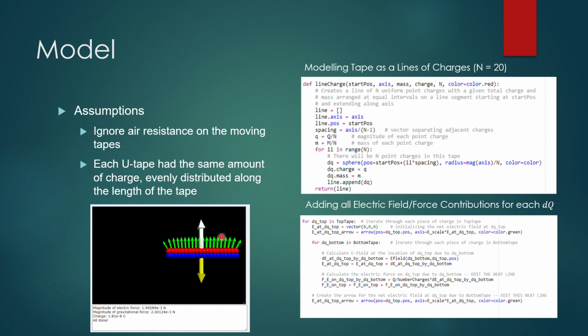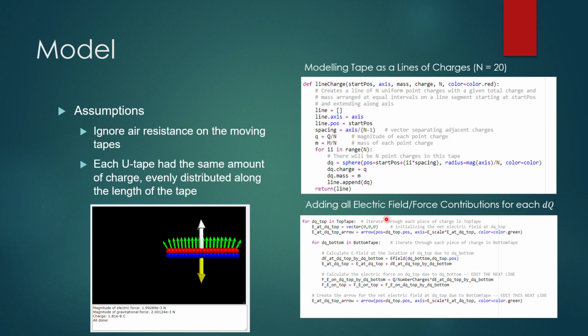Next, we have our model, and the assumptions that we use here are ignoring air resistance on the moving tapes. And also, unlike the analytical calculation, we assume that each U-tape has the same amount of charge evenly distributed along the length of the tape, so they are lines of charge. So this function shown here represents the tapes on the screen and splits them up into, in this case, 20 delta q's, or portions of charge.